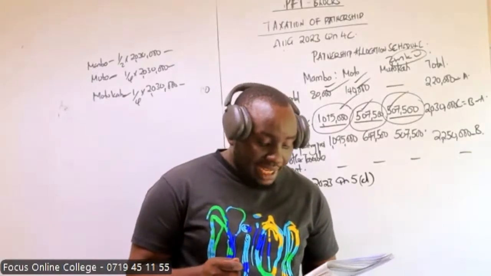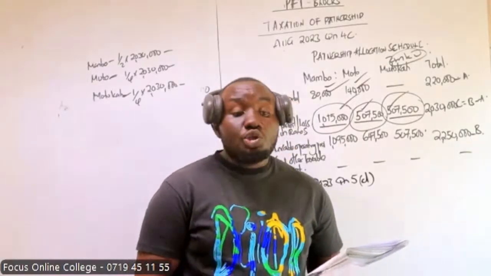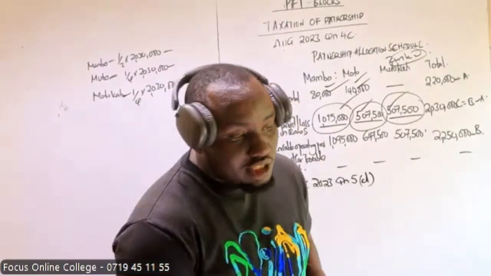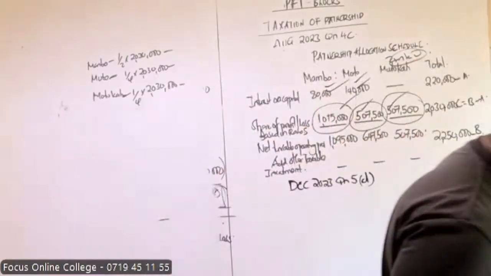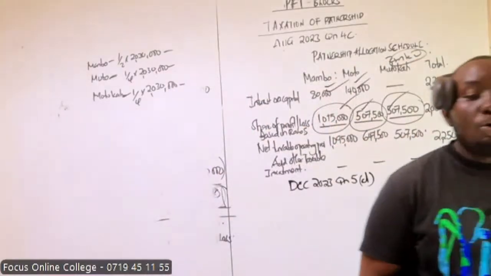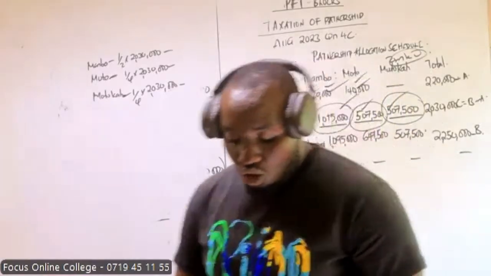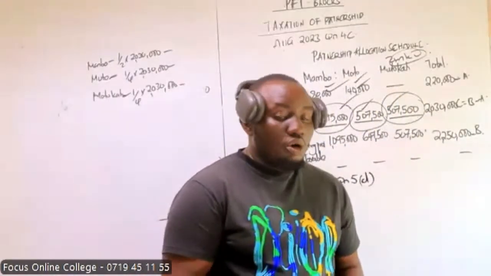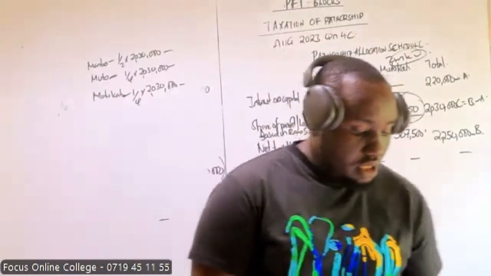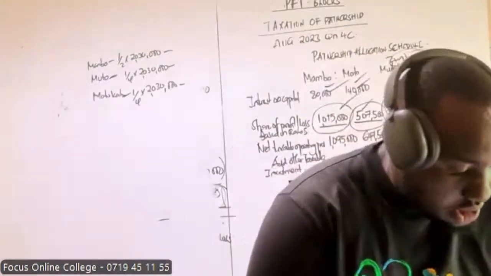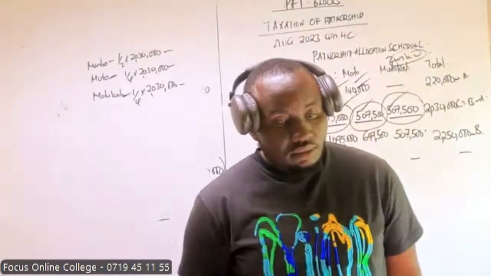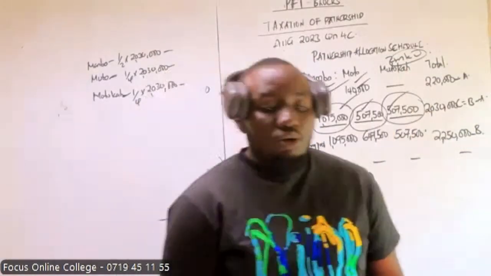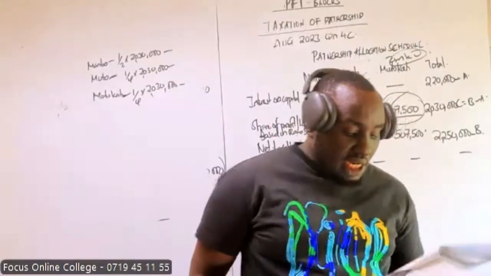Number one expense, we have cost of goods sold. How do we treat the cost of goods sold? Cost of what we call goods sold. Non-allowable. So registration of patent is non-allowable.